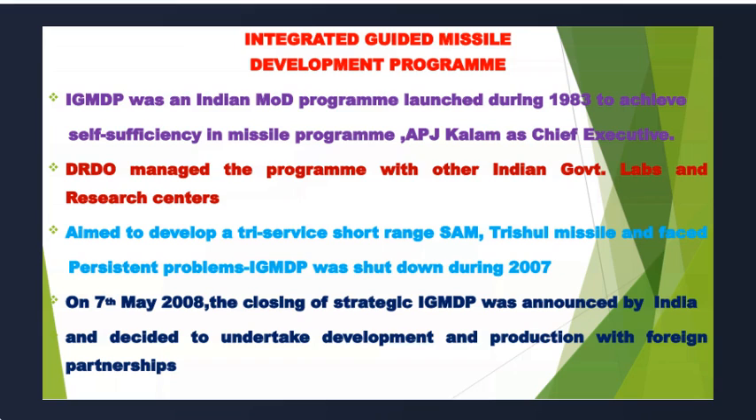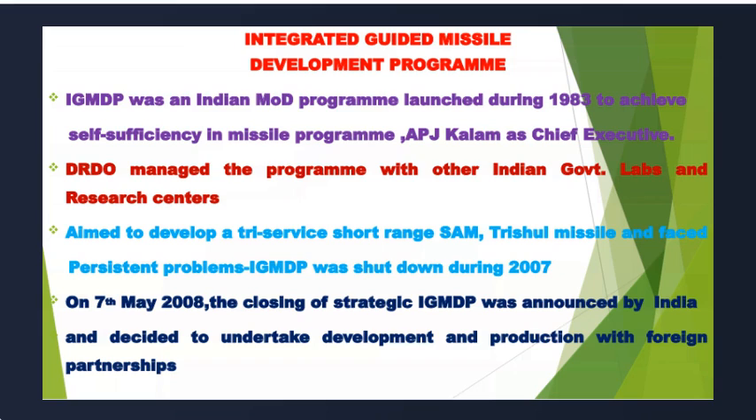At that time, it was aimed to develop short range surface to air missiles, SAM, I mentioned, no? Surface to air missiles to be utilized in three services: Army, Navy, Air Force. So the Trishul missile was developed and faced persistent problems. Between 1983 and 2000, there were a lot of developments, a lot of indigenously made missiles and successes.